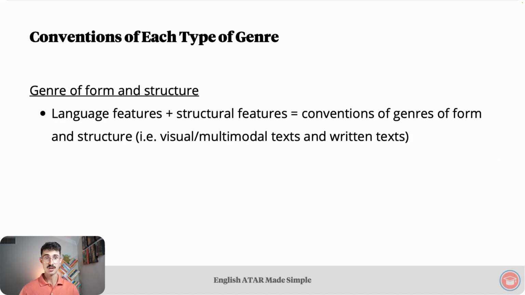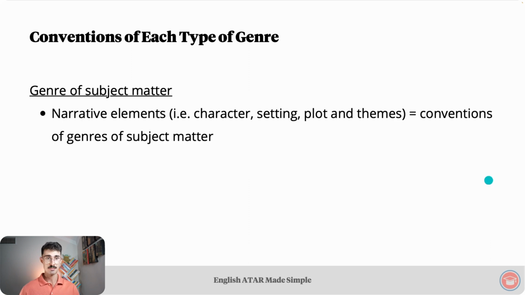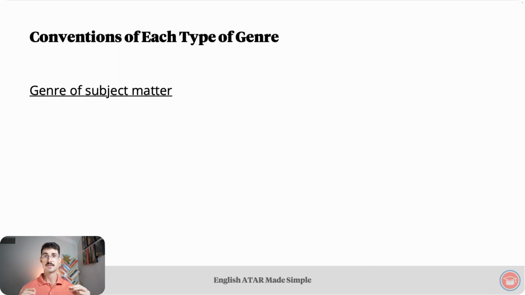For genre of form and structure, language features and structural features equal the conventions of genres of form and structure, i.e. they're the conventions of multimodal and visual text and written texts. For the genre of subject matter, narrative elements such as character, setting, plot, and themes equal the conventions of that type of genre. Then we looked at some specific conventions for two genres of subject matter.